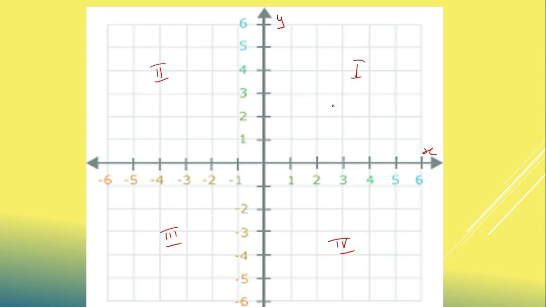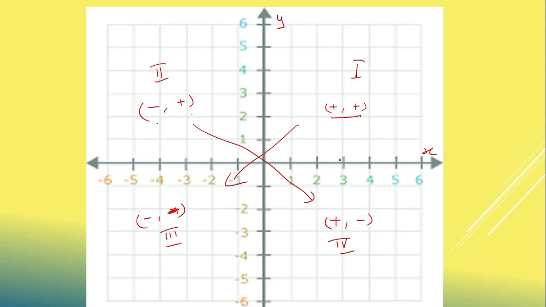In the first quadrant, both x and y will be positive. The second quadrant, x will be negative, y will be positive. The third quadrant, both will be negative. You see, first quadrant, both are positive. It's opposite. Third quadrant, both are negative. In second quadrant, x is negative, y is positive. It's opposite. In the fourth quadrant, x is positive, y is negative. Okay. In this way, you can understand the coordinate system.